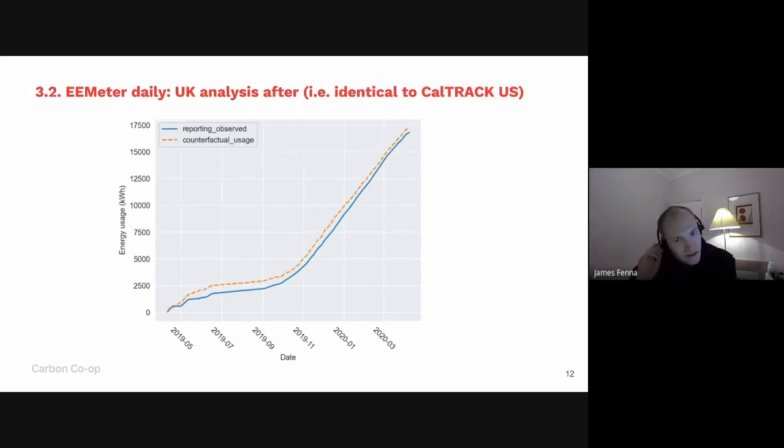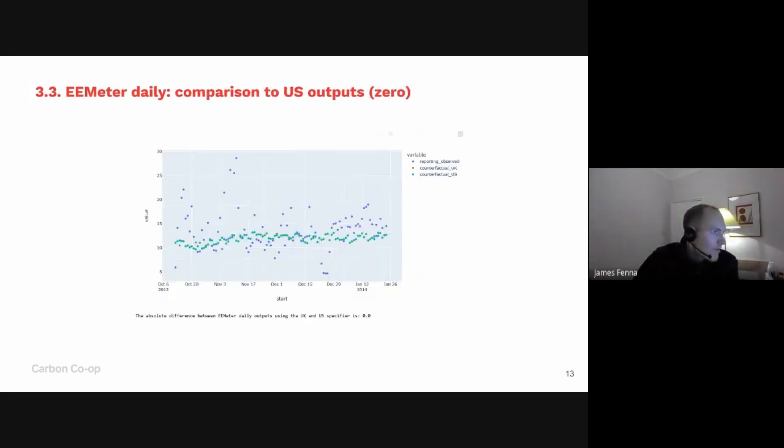But after including temperature conversion, you get much more of a dynamic counterfactual, in the way that you'd typically expect with OpenEEmeter daily. And then comparing the time-wise outputs for counterfactuals, running this on a UK basis through to a US basis, there's absolutely no difference between the counterfactuals by running that temperature conversion piece on the daily model.